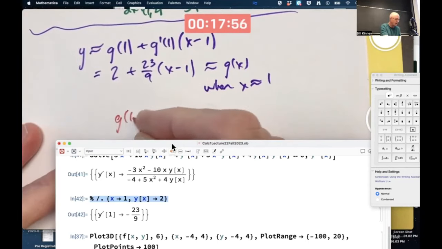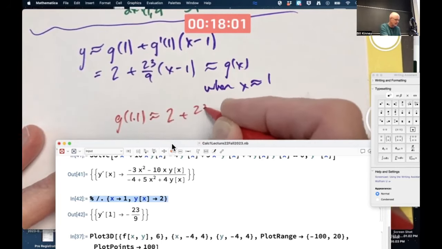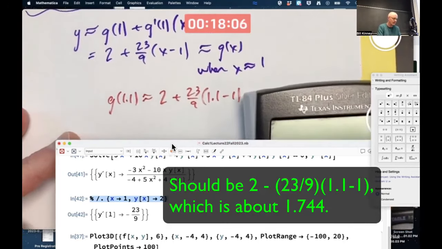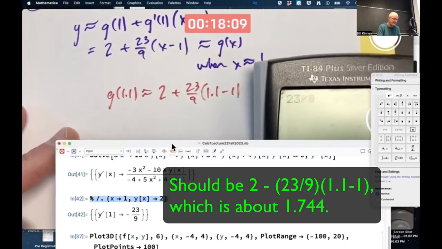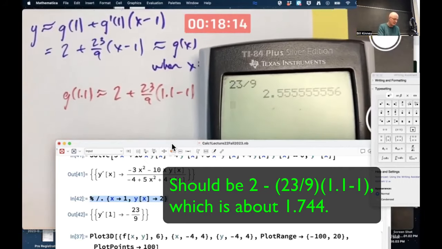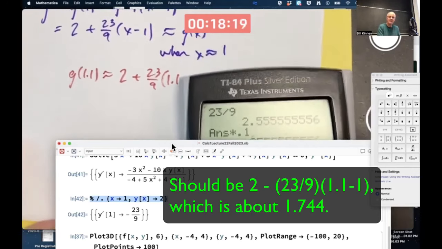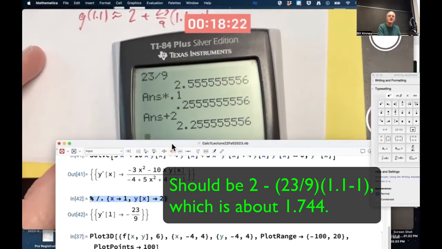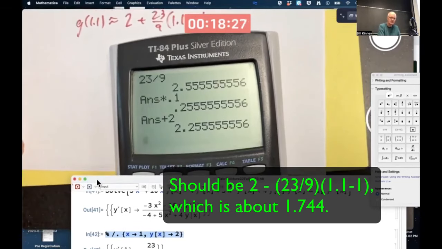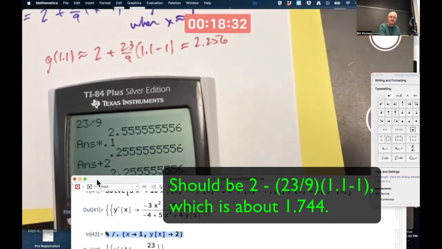For example, g of 1.1 should be approximately 2 plus 23/9 times 1.1 minus 1. 1.1 minus 1 is 0.1. 23/9 is about, well, it's 2.5 repeating, times 0.1. Add 2, I get about 2.256, say. Let's round to that. This is about 2.256.